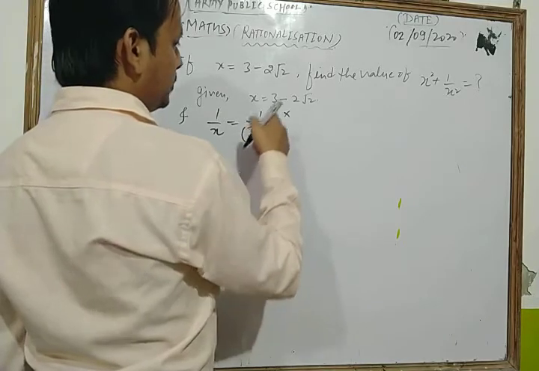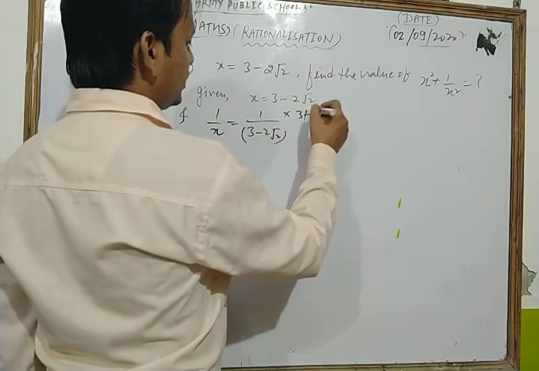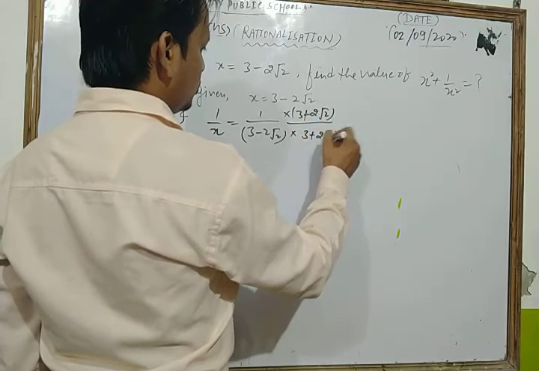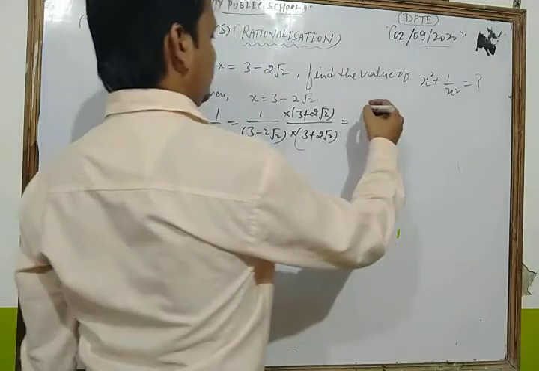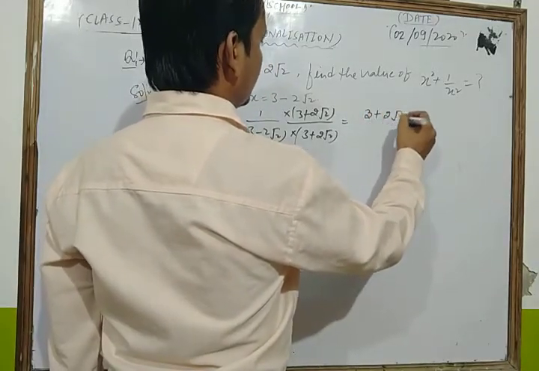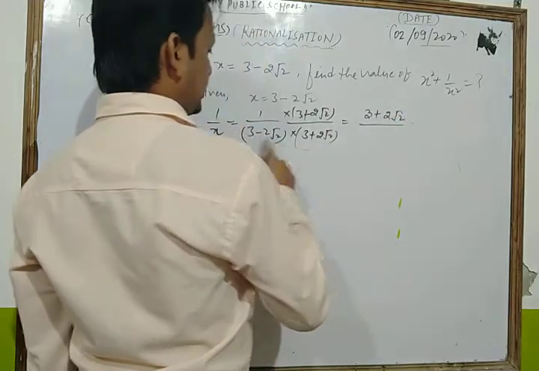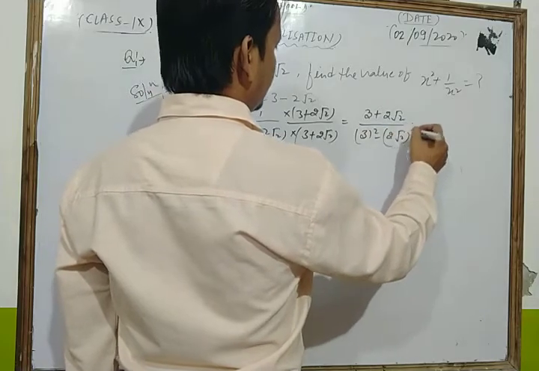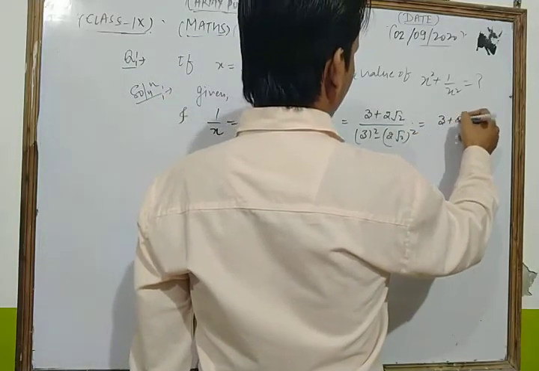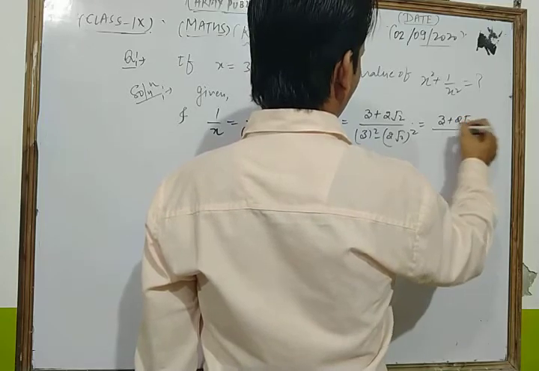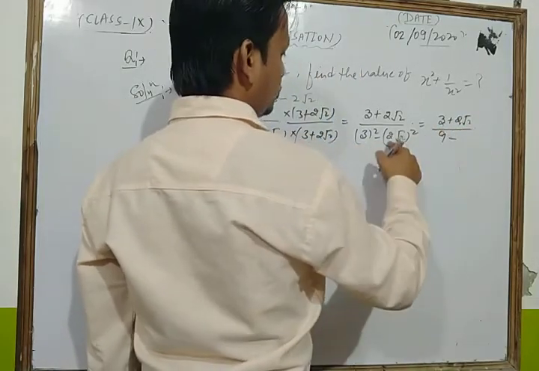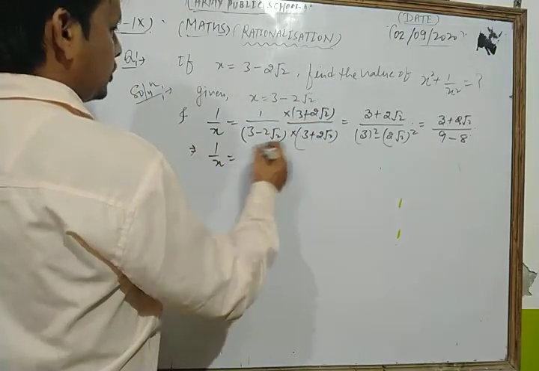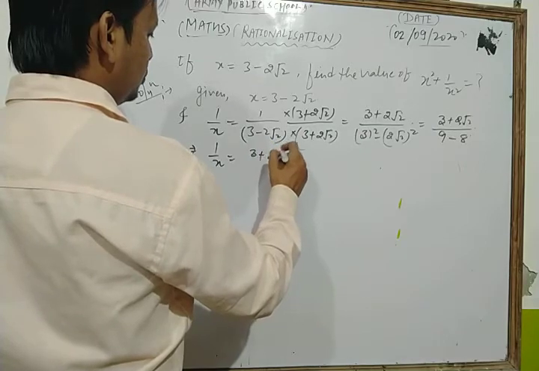Now we multiply both the numerator and denominator by its conjugate, which is 3 plus 2 root 2, upon 3 plus 2 root 2. So we get what? The denominator is a square minus b square, since a plus b into a minus b is a square minus b square. So we get 3 plus 2 root 2 upon 3 times 3 is 9 minus 2 times 2 is 4, times 2 is 8. Now in this way the value of 1 upon x is equal to what? 3 plus 2 root 2 only.